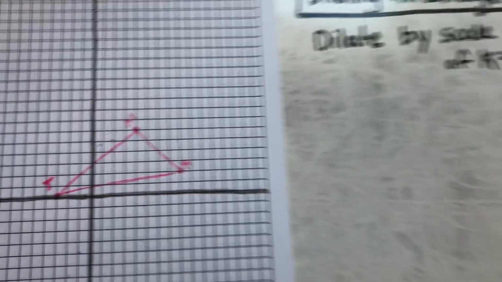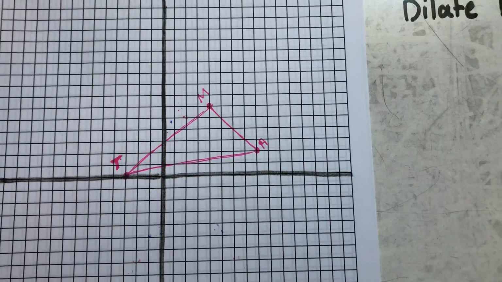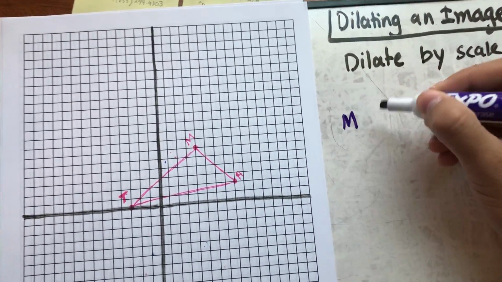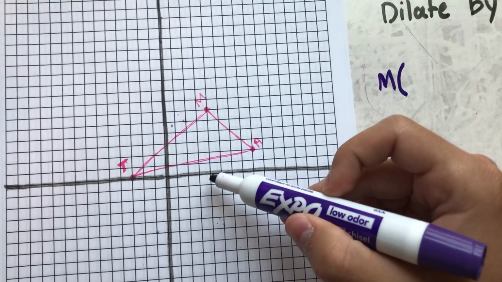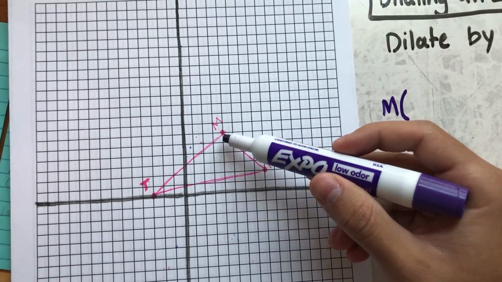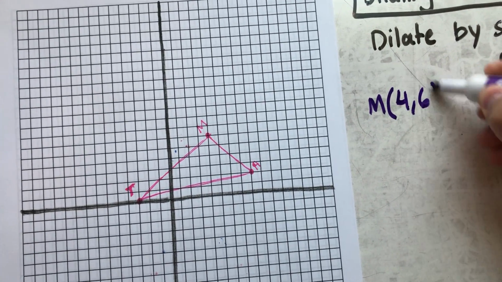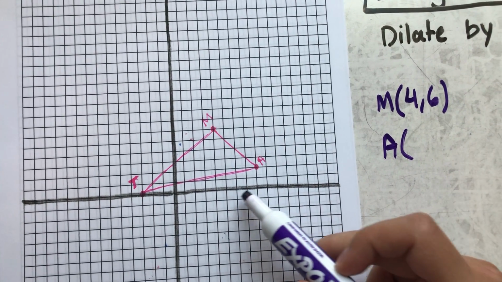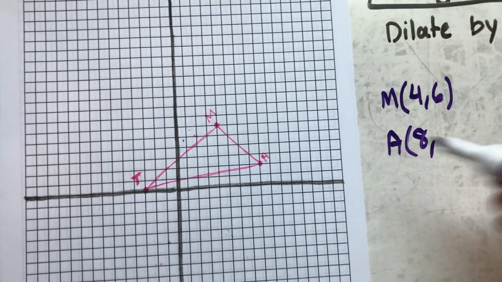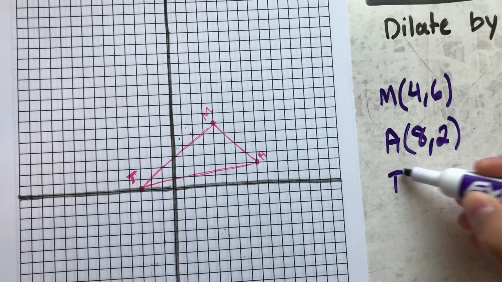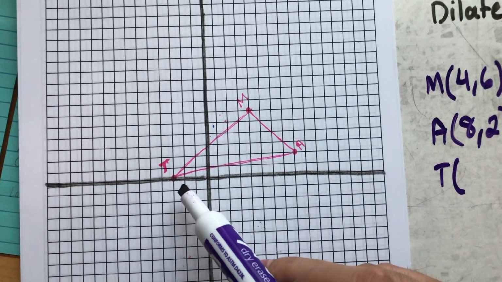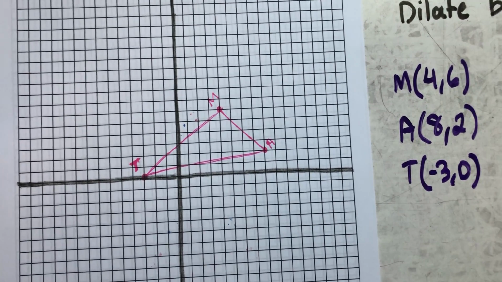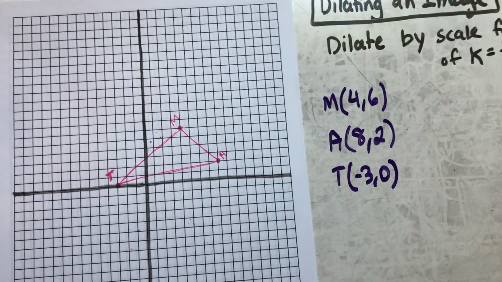Alright, so it's really easy, alright? So we have 3 coordinates there, MAT. Best thing to do is just write down those coordinates first. So M, if you look at it, is 4, 6. That is your coordinate for M. A is 8, 2. And T is -3, 0. All right, so we have the 3 coordinates that are given on the graph.